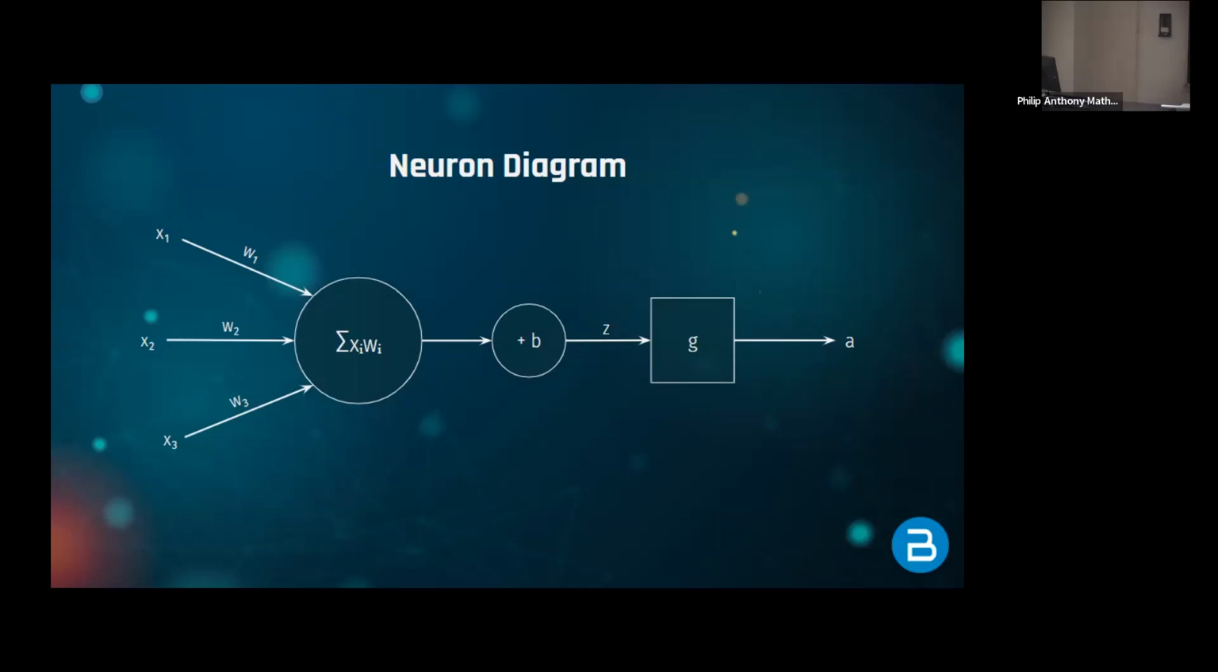Each of these inputs will have a weight associated with them. So W1, W2, W3. This part here, they all get summed up. If you've never seen that sigma before, it just means summing W1 times X1 plus W2 times X2 plus W3 times X3. You add your bias term, and then you get your linear output, which we termed as Z in the previous slide.